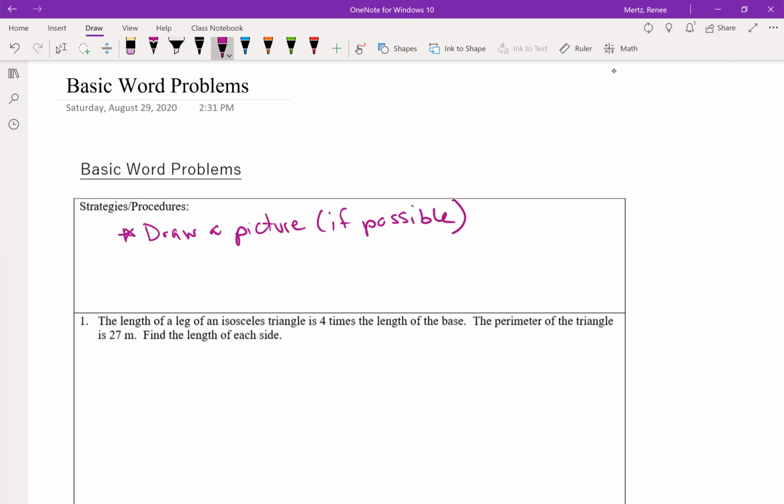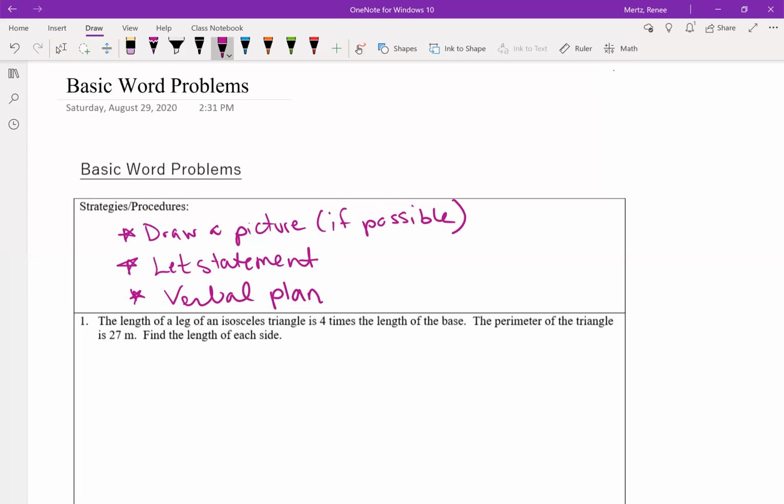Another one is to have your let statements. So define your variable. We've done that in class. Define your variable or make a let statement. And then set up a verbal plan. Tell me what you're doing in words before you do it with algebra.